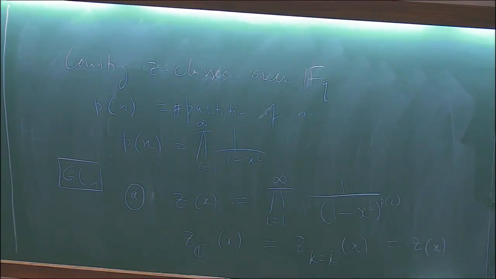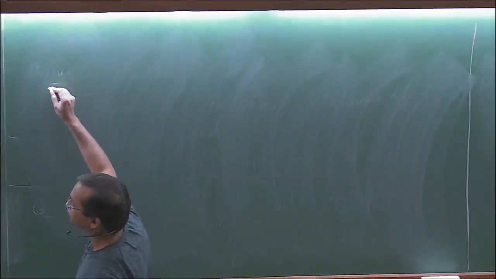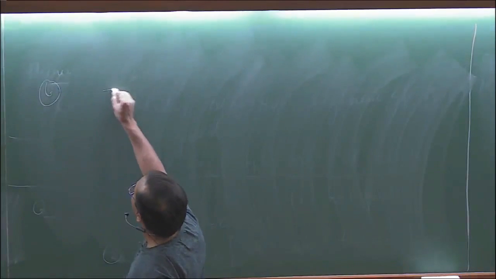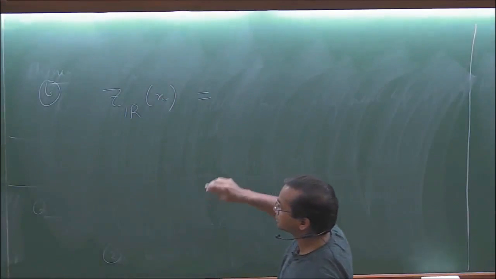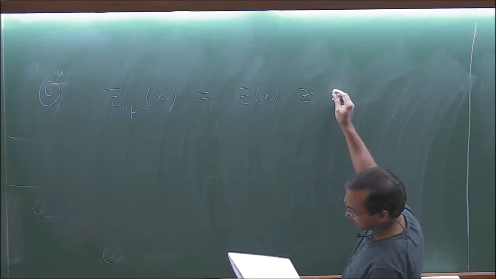And if I want to count over the reals, remember over the reals there is a degree 2 field extension. So if I want to count this over the reals, then it is going to be Z(x) and Z(x) squared.